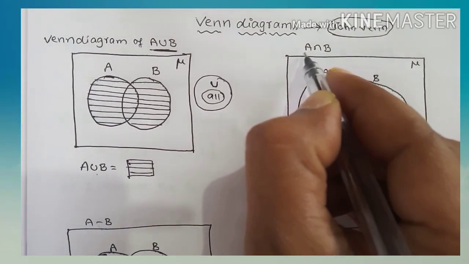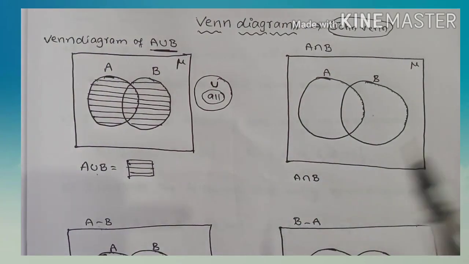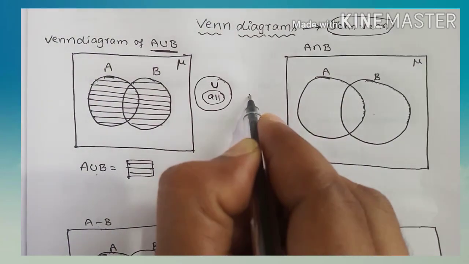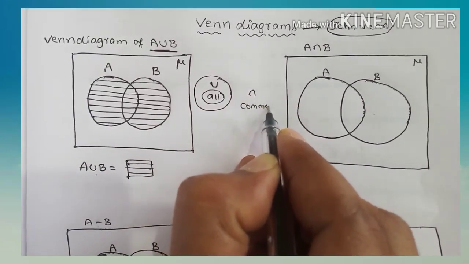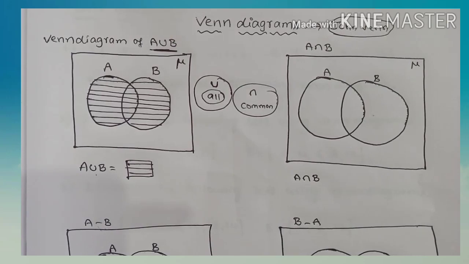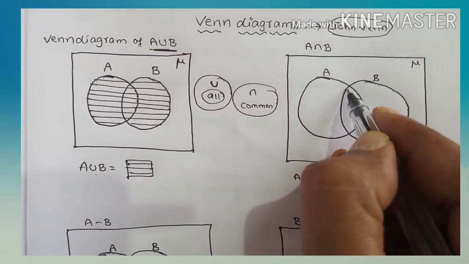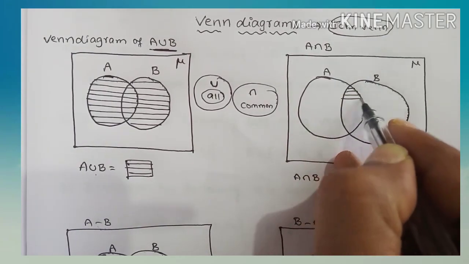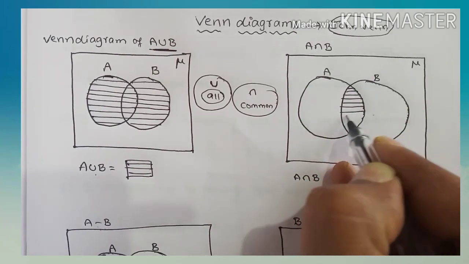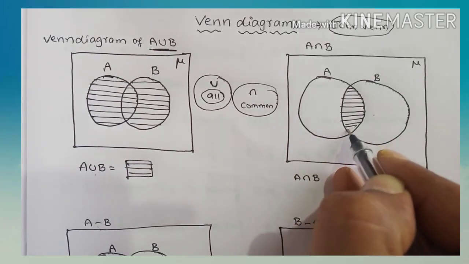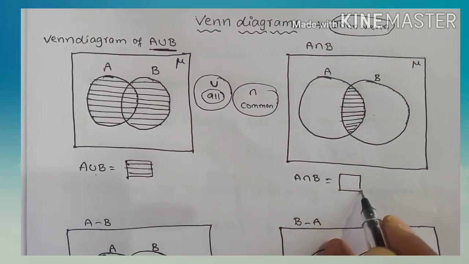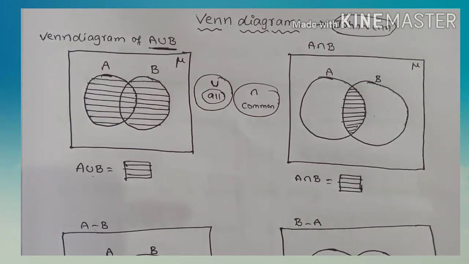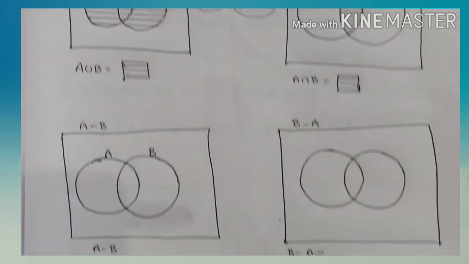Next, if you are asked about A intersection B, when you are solving the intersection problems, you are writing only the common elements. So the common elements of A and B, this part is the common part for A and also B. So this shaded part is called A intersection B. This is also drawn in the same manner with horizontal lines.